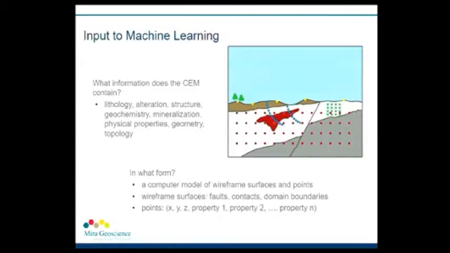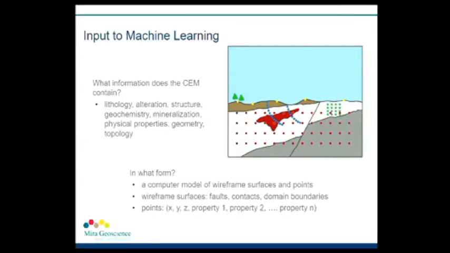Just a quick word on how we translate the 3D model to the machine learning. Conceptually, as with many of these things, it's easy and the devil's all in the details. CEM means Common Earth Model, so what information does it contain?